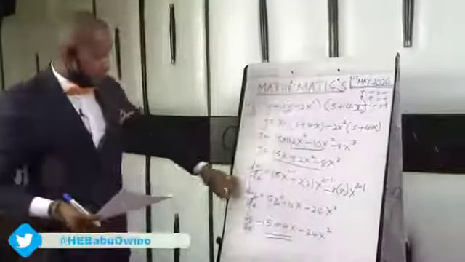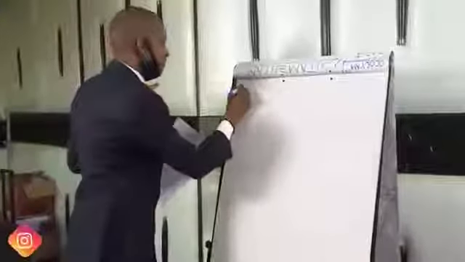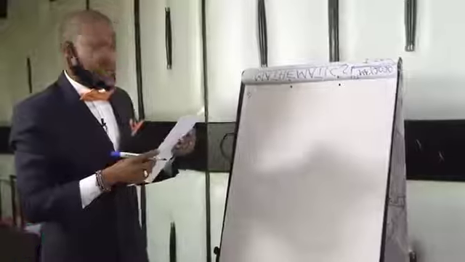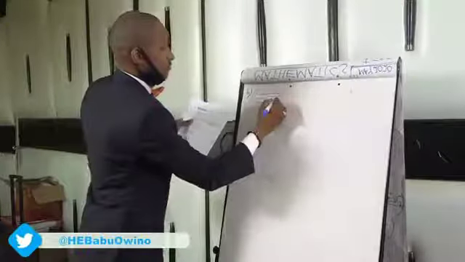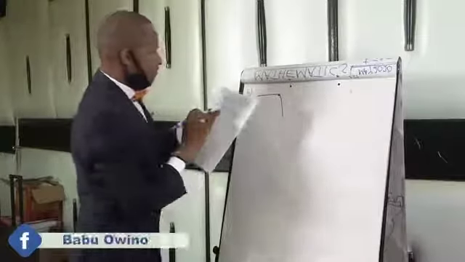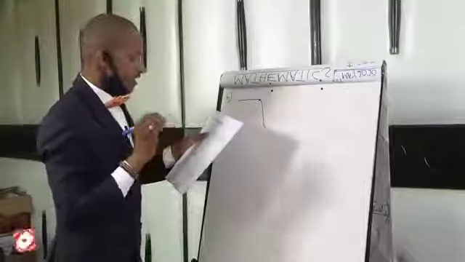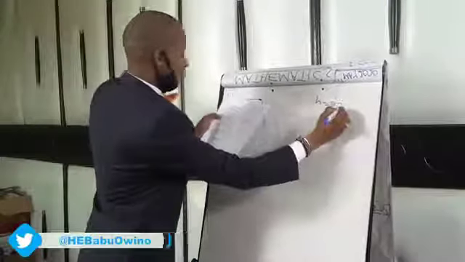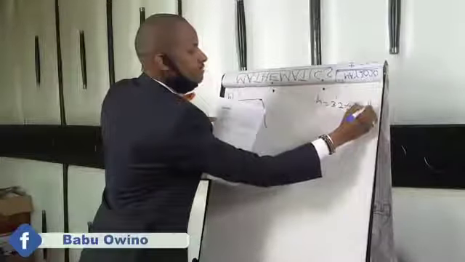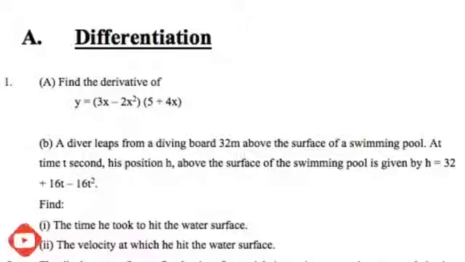Proceeding to part B of the question. Part B of the question is: a diver leaps from a diving board 32 meters above the surface of a swimming pool. So if this is the surface of a swimming pool, then a diver leaps from a diving board 32 meters above the surface at time t seconds. His position h above the surface of the swimming pool is given by h equals 32 plus 16t minus 16t squared. The first part of this question wants: find the time he took to hit the surface of the water.